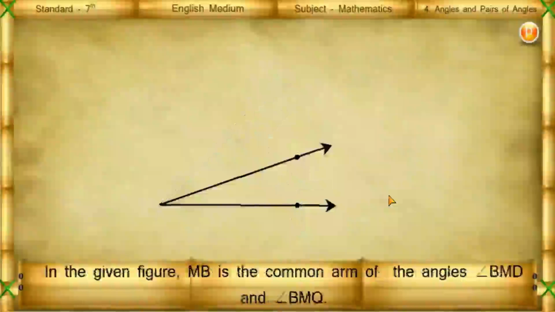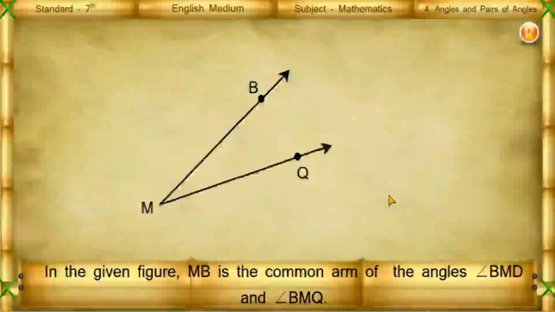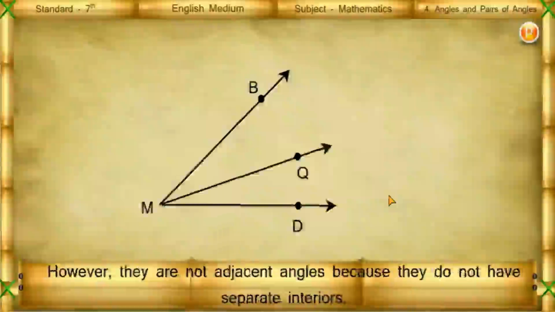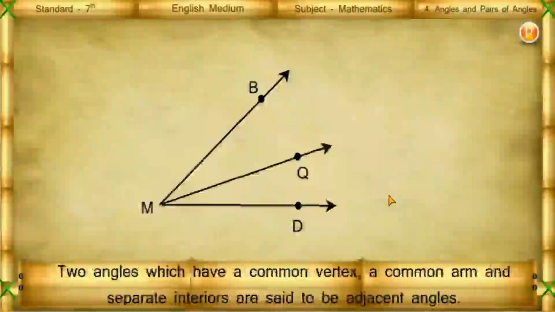In the given figure, MB is the common arm of the angle BMT and angle BMQ. However, they are not adjacent angles because they do not have separate interiors. Two angles which have a common vertex, a common arm, and separate interiors are said to be adjacent angles.